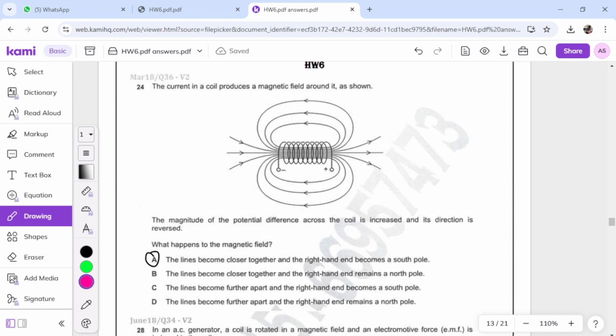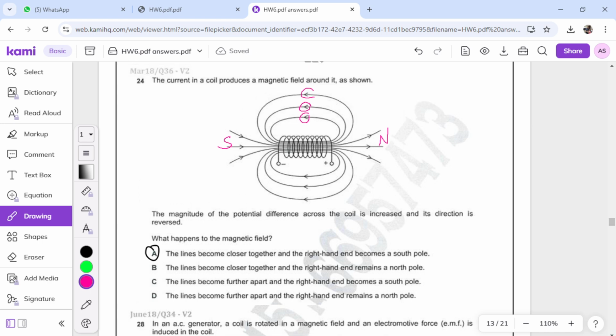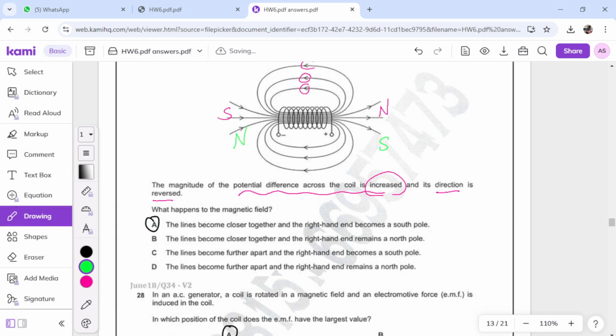Now in this diagram, this is the direction of the magnetic field. It means here we have N and here we have S. Now it says the magnitude of the potential difference increased. It means it becomes a stronger magnet, and the direction is reversed. Reversed means this will be S and this will be N. We will reverse the poles. So as you see, the lines become closer because they express the stronger magnetic field, and the right-hand side becomes south.